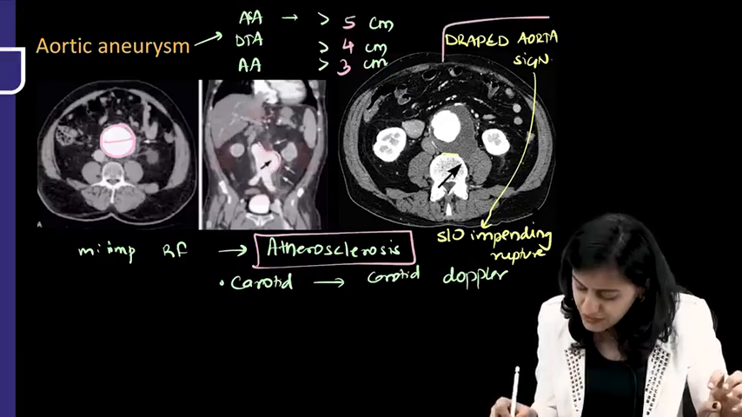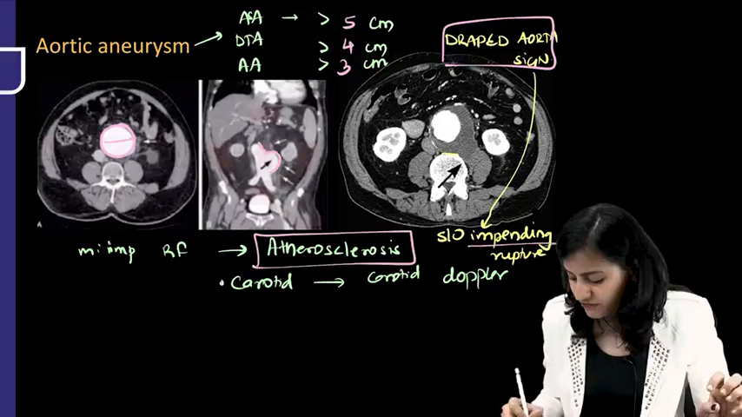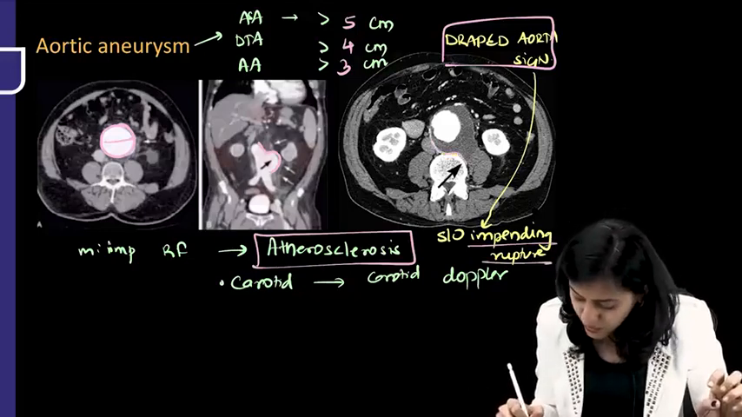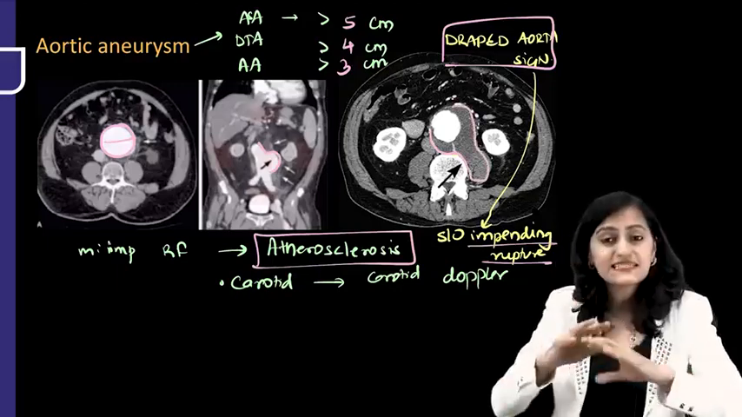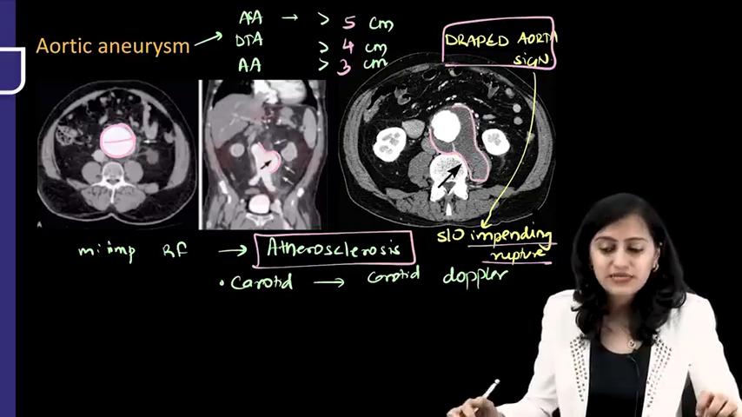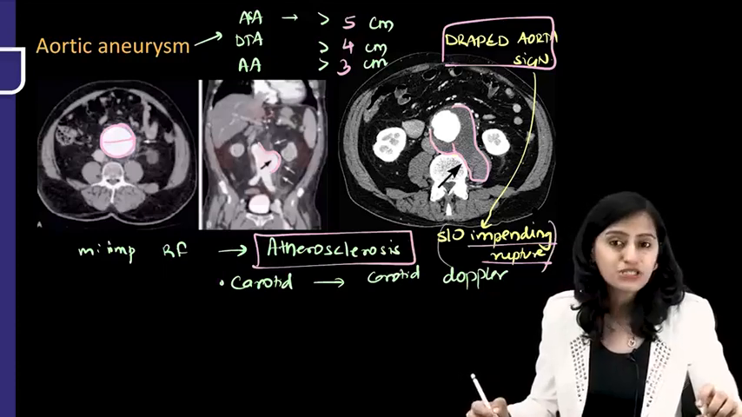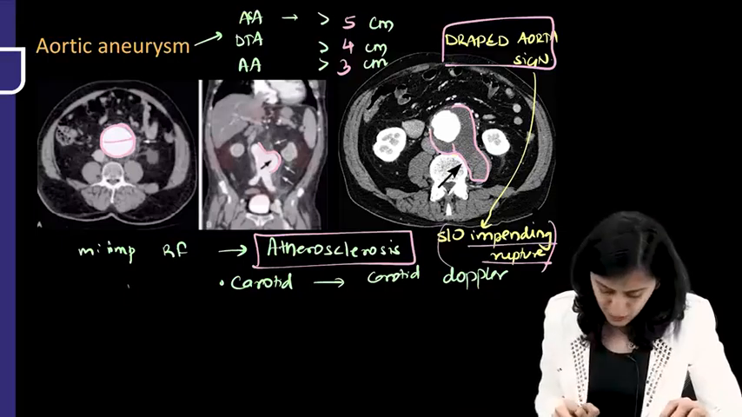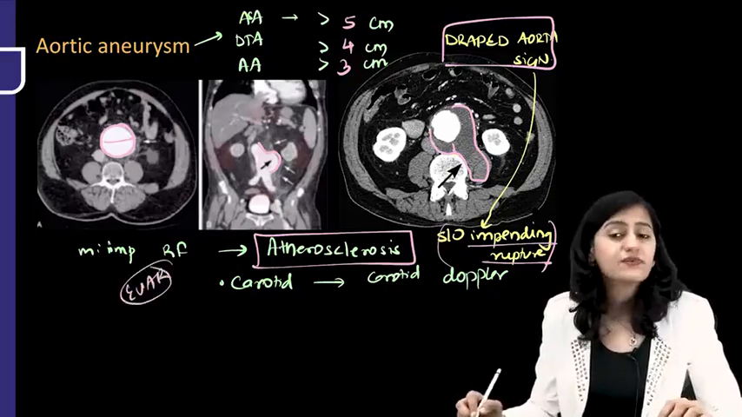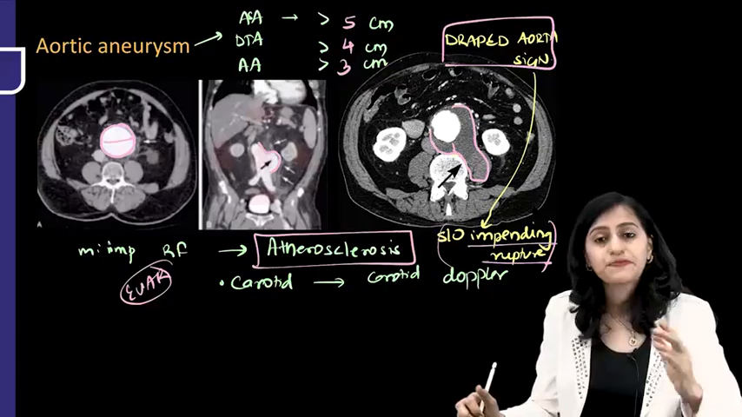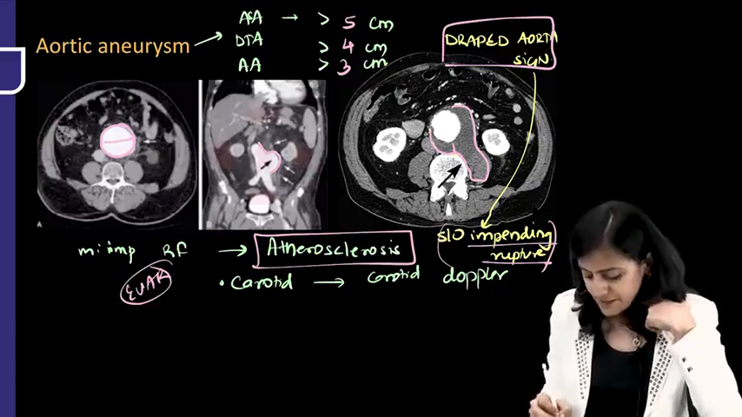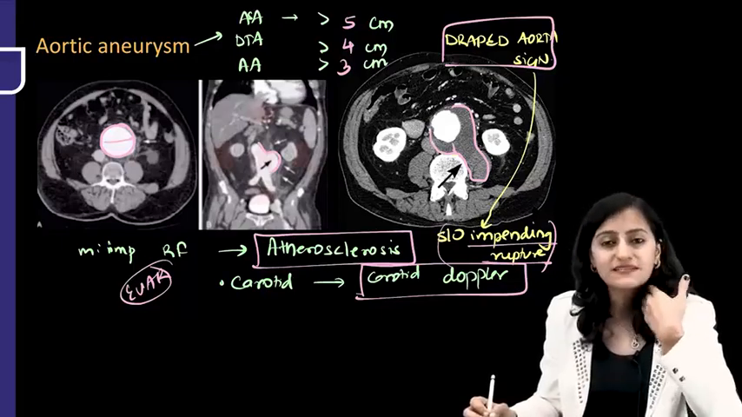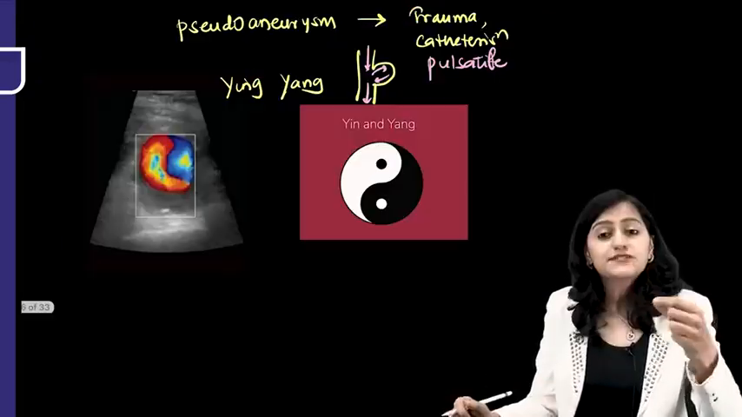Look at this draped aorta sign, which is suggestive of impending rupture. So when you see the aortic aneurysm going till the vertebra, touching the vertebra, surrounding the vertebra, that is a draped aorta sign, it is suggestive of impending rupture and it needs surgical intervention or EVAR. The endovascular aortic aneurysm repair is what it needs. For carotid atherosclerosis, what investigation do we do? Carotid Doppler. Carotid Doppler is done for carotid atherosclerosis.